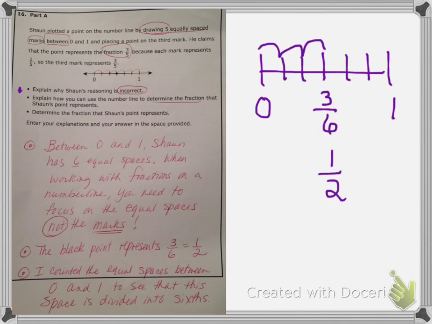Again, the spaces, let me do a different color maybe. Okay, so I have 1, 2, 3, 4, 5, 6 equal spaces, okay, between 0 and 1, and it's divided into 6. Let's see, do we answer all of it? Determine the fraction that Sean's point represents. That point represents 3/6, which is also equal to 1/2. Either one that you had is fine, okay?